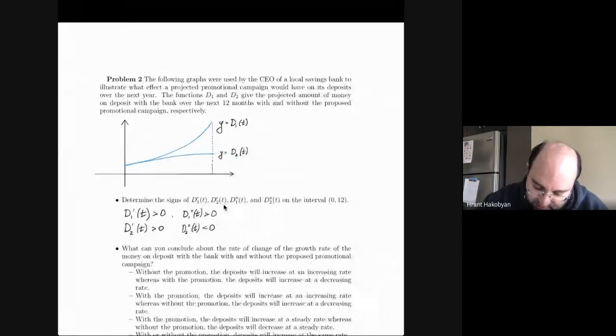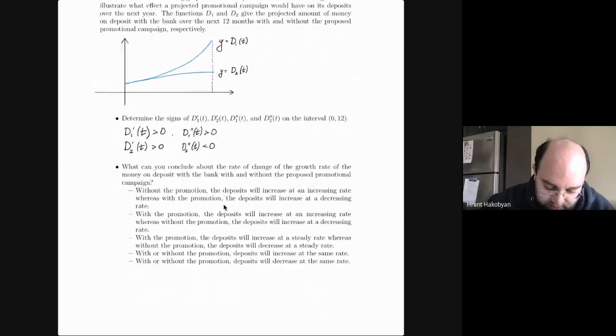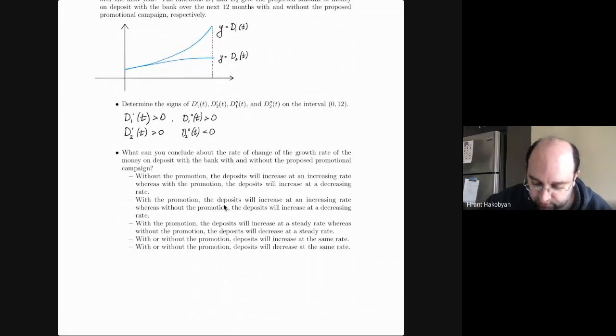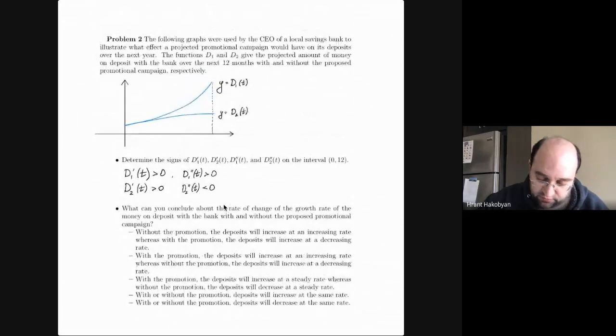And now let's see what we can conclude from this. It says, what can you conclude about the rate of change of the growth rate of the money with and without proposed promotional campaigns? So we want to say, what can we say about the rate of change of the rate? They're both increasing, but which one is increasing at a faster rate, and which one at a slower rate?